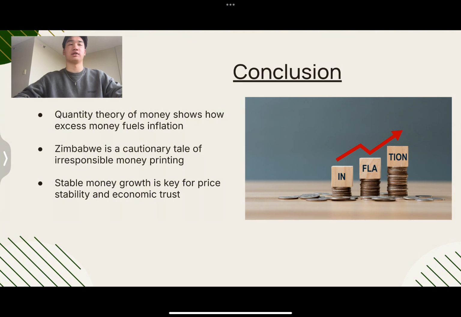So, in conclusion, the quantity theory of money explains how increases in the money supply, when not matched by economic growth, lead to inflation. This is clearly exemplified by Zimbabwe, where excessive money printing caused hyperinflation and eroded savings, crippling the economy and forcing the country to abandon its currency in favor of foreign ones.